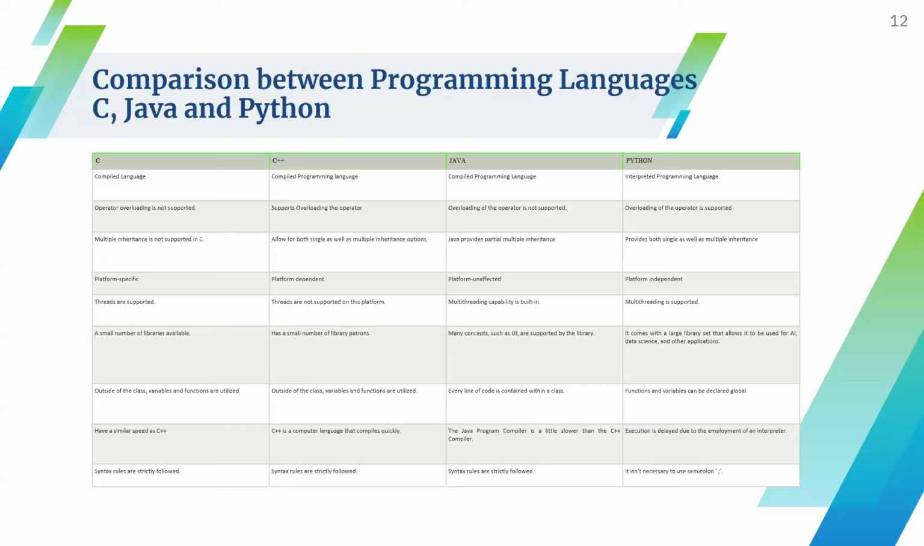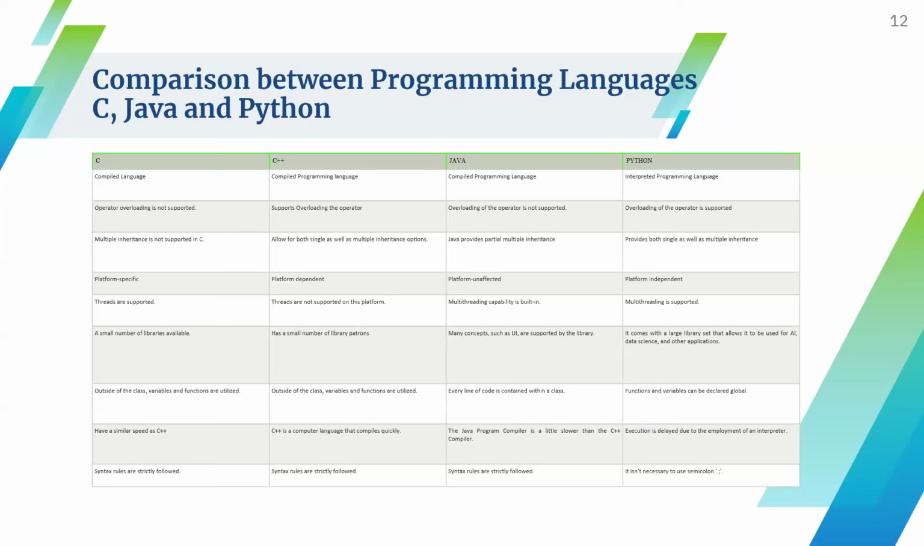Like C++ and Java, Python is also an object-oriented programming language. Got it? Most of the concepts that are there in C and C++ are also available, but Python has a richer set of libraries than other languages. Functions can be declared globally. The only thing is that execution is delayed because of the interpreter. Otherwise, it is too good. Other languages have strict rules, but in Python we don't have strict rules. It is also a dynamically typed language.